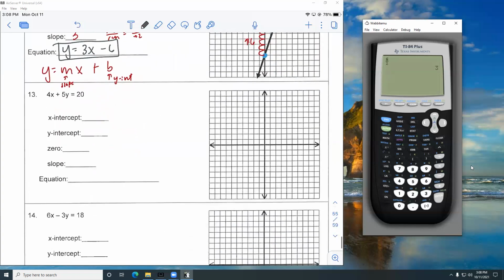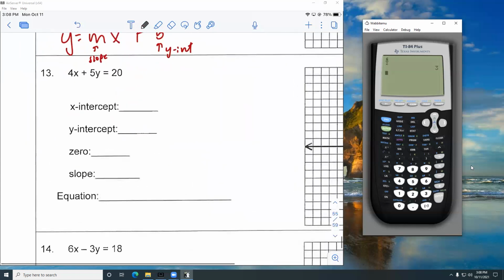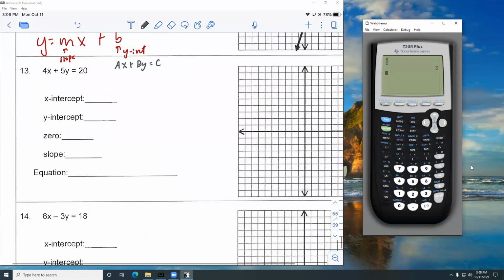All right, number 13 and 14 are a little different because this is given to me in what form? Say it out loud. You should have said standard form. Remember, my standard form is ax plus by equals C, right? So my X's and Y's together and they equal some number. Remember, in order to do this, we started by finding our X and our Y intercept, and then we just graphed it like that and we made our life a whole lot easier, right?